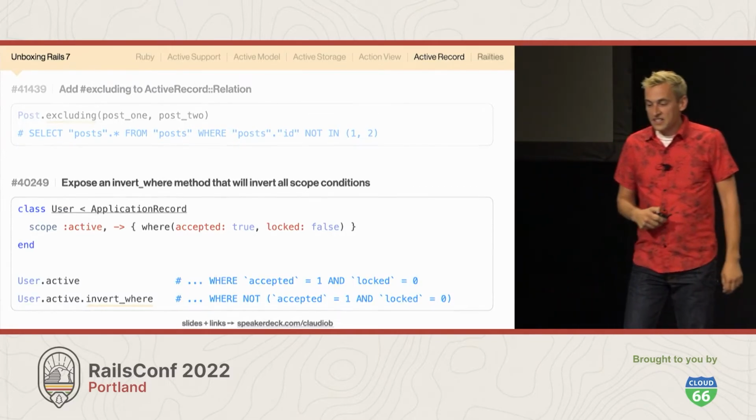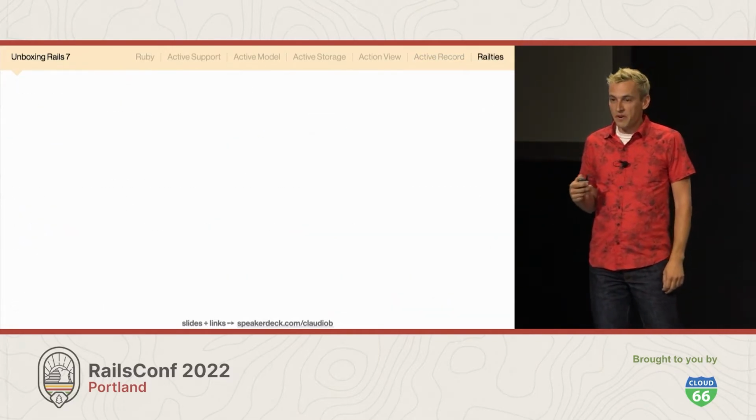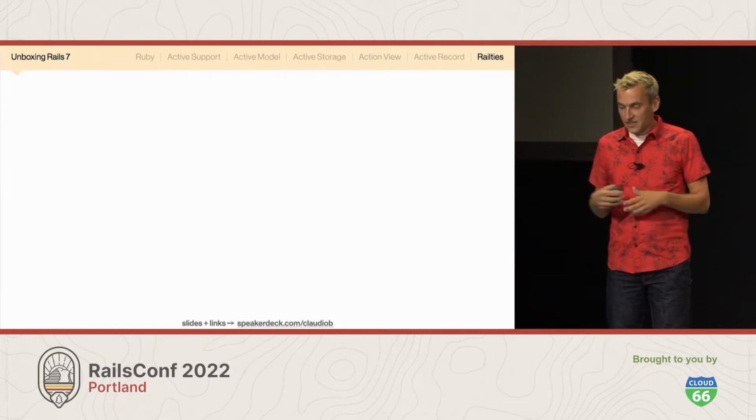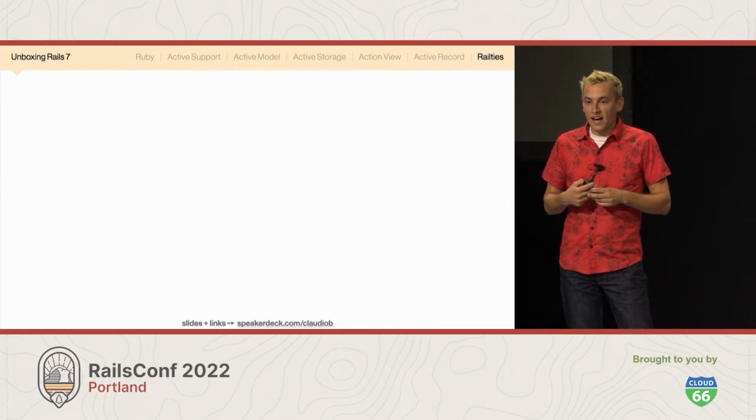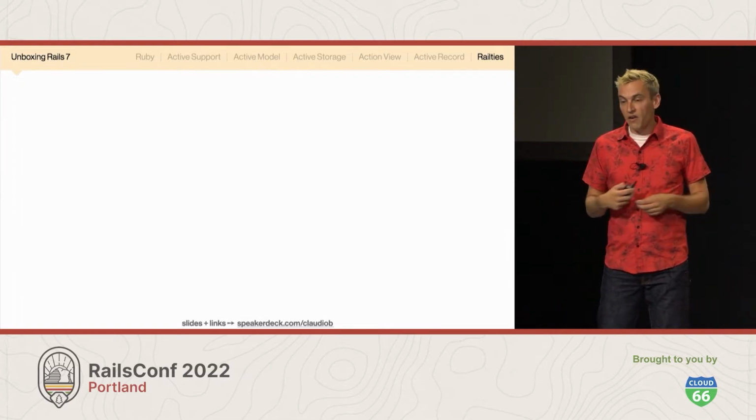OK, so finally, let's talk about Railties, which is the library of Rails that puts it all together. It has the templates, the generators, and for instance, one thing that it does is generate the Gemfile of your Rails application.